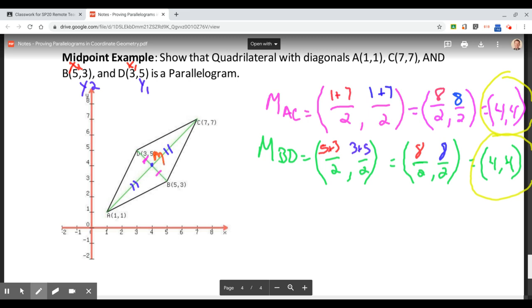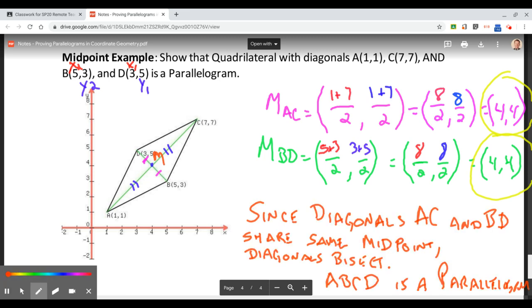Okay, so how do we conclude this? Well, we just have to write our statement. Your statement is going to say, since diagonals AC and BD share the same midpoint, the diagonals bisect. ABCD is a parallelogram. All right, I actually like doing this one the most. A lot of times you have to draw in the diagonals, but I find this one of the easiest ways to figure out if a quadrilateral is a parallelogram or not.